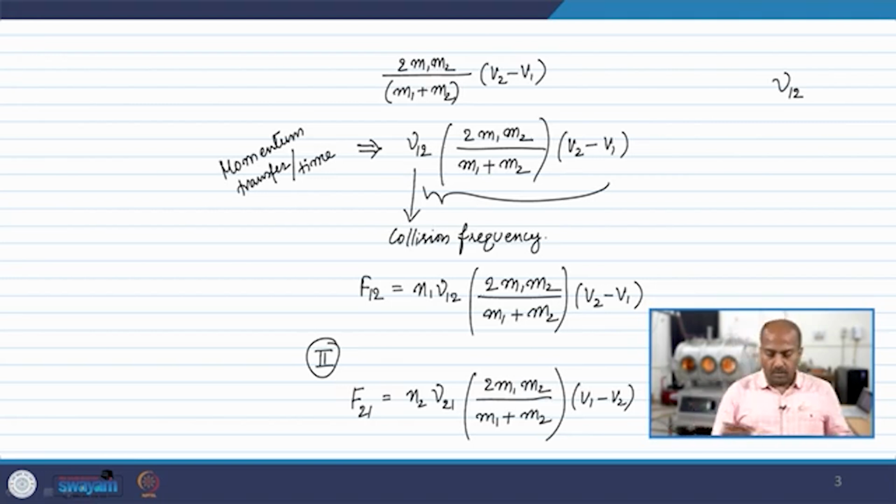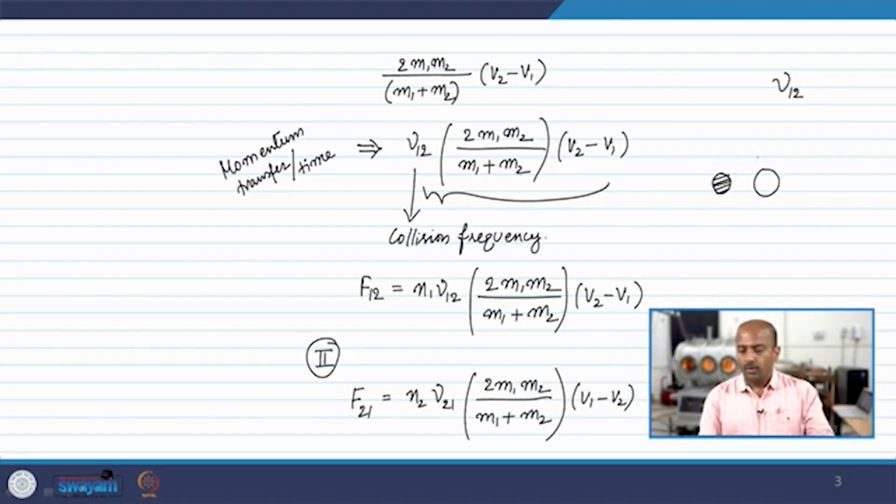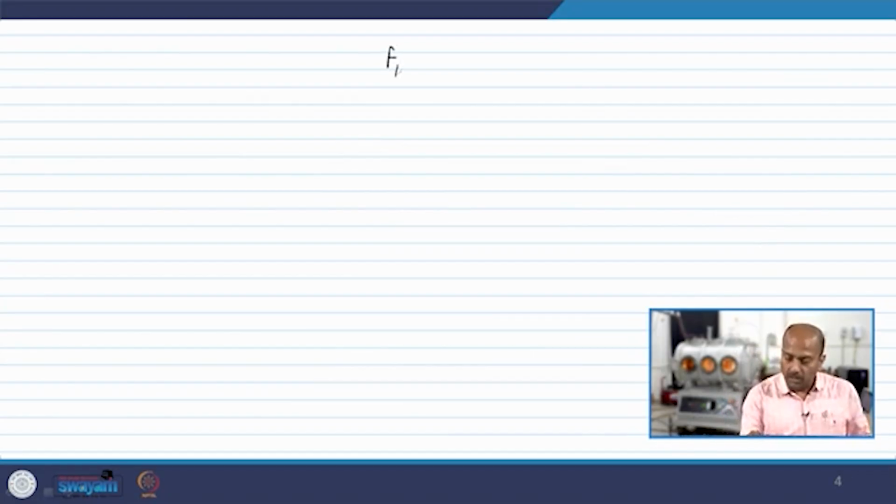Now, let us assume this to be species 1 and this to be species 2. Species 1 is the shaded one. So, F12 is this and F21 is this. Obviously, we would expect that these two forces are exactly the same as each other but in the opposite direction. So, we would expect that F12 is equal to minus F21. They are exactly opposite to each other.